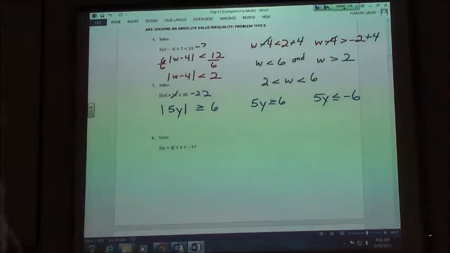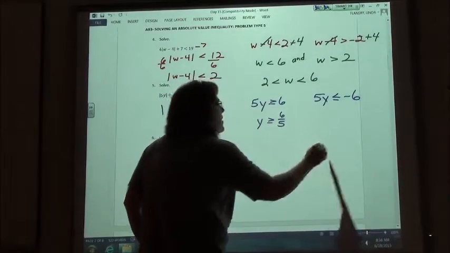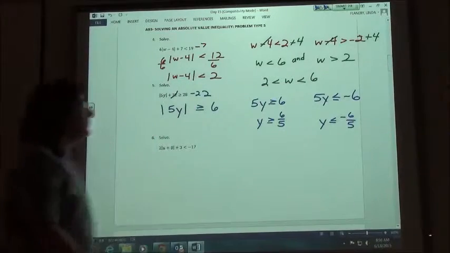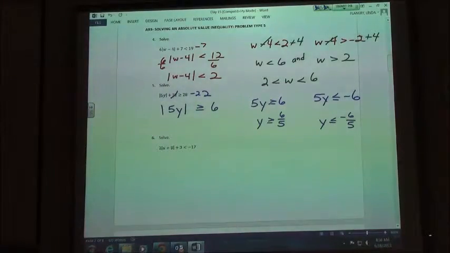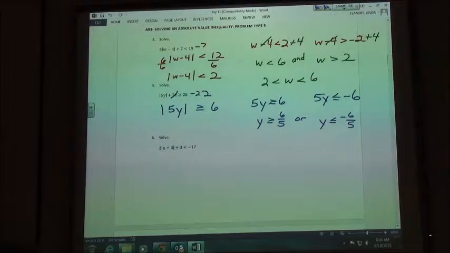So all we need to do is divide by 5. Y is greater than or equal to 6/5. Y is less than or equal to negative 6/5. And would that be connected with an and or an or? Or. I'm greater than the positive, less than the negative, so I'm going two opposite directions if I put them on my number line. So it's going to be an or.